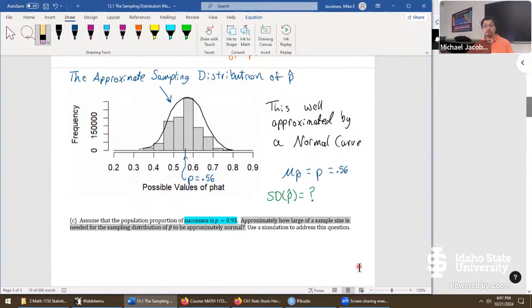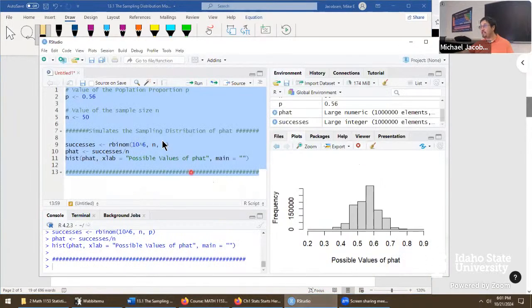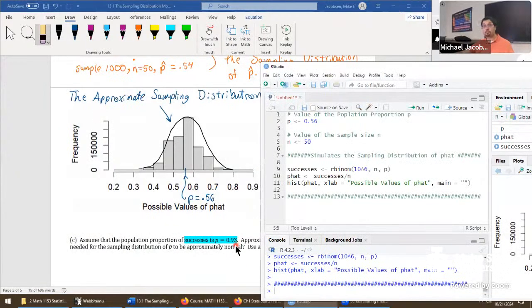to be approximately normal. Seems like a weird question because when we ran the simulation over here, sample size of 50 did just fine. Larger samples were better, but the change this time is we're changing the true proportion of successes from something that's close to halfway to something that's a little bit more extreme, closer to 100%. Anything that's close to 0%, say 0.05, or close to 100%, say like a 0.93, 0.97, actually causes massive problems with the sample size.